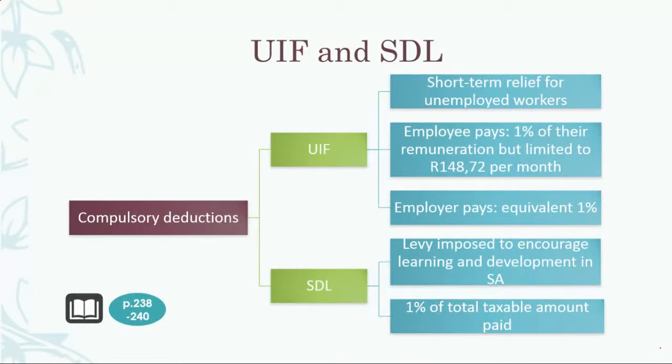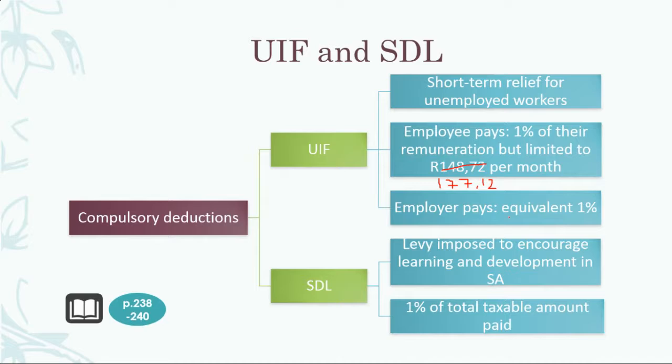Now let's look at some of the statutory or compulsory deductions. Our UIF is short-term relief for unemployed workers. It is 1% of the remuneration, but it's limited, and this is where I just need to change something quickly. They changed it. It is limited to 177.12 per month. That is what the UIF has currently been changed to.